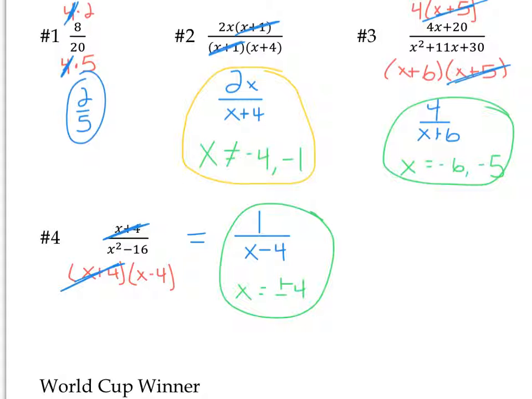Okay, so reducing by finding common factors, and look for restricted values that you can't have in your denominator to make that equal to 0.